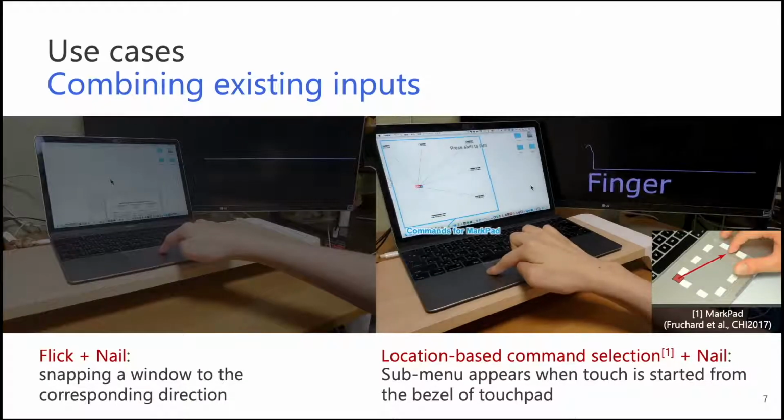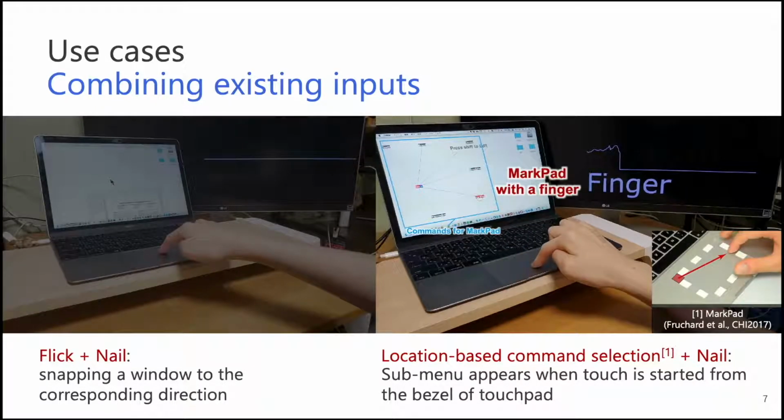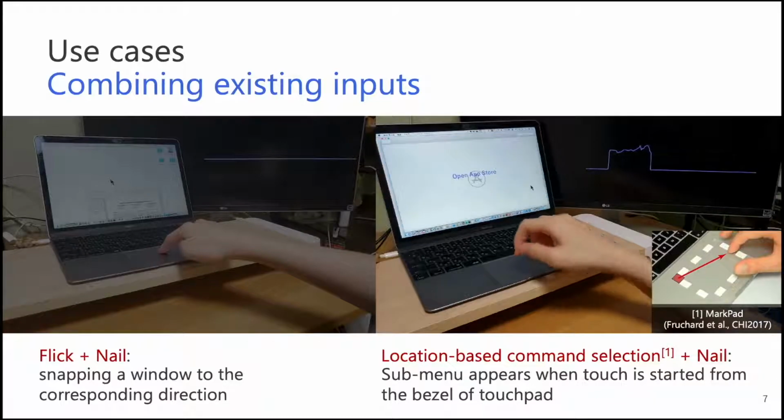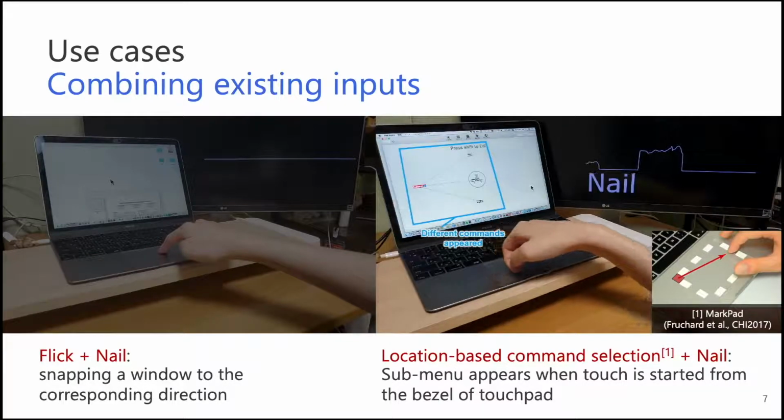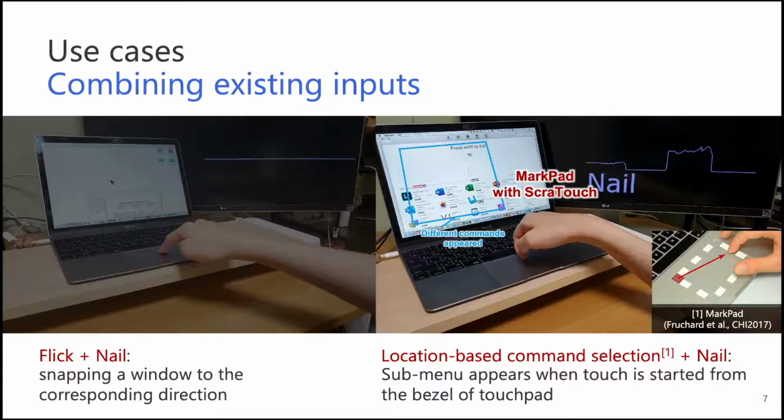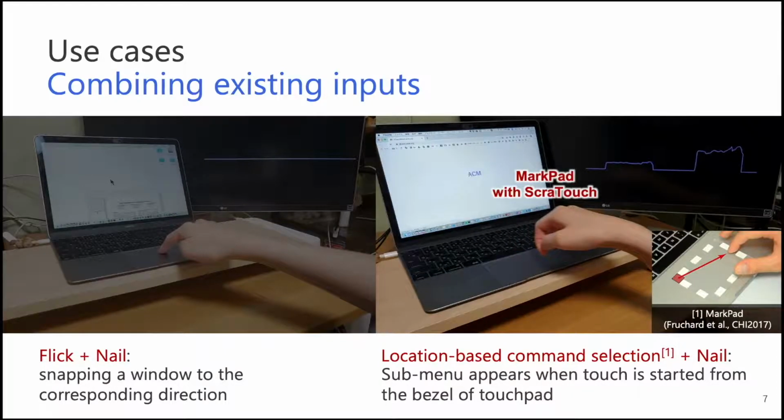It shows an example of integration with the mark pad technique that invokes sub-menus by starting a touch from a bezel of the touchpad. It is possible to invoke different menus for touching by finger or by nail.